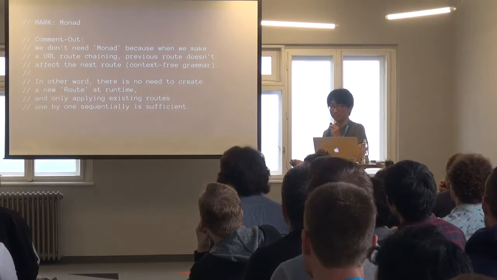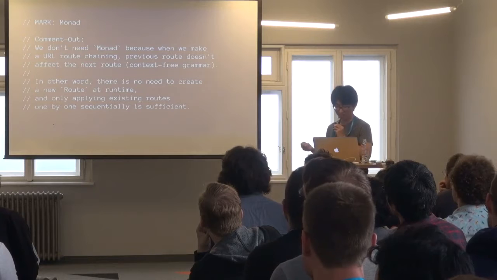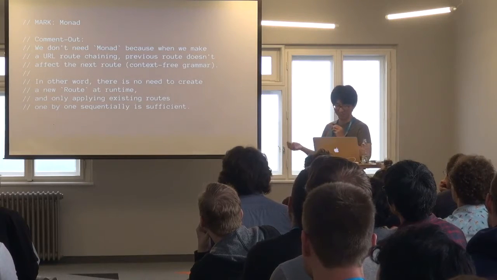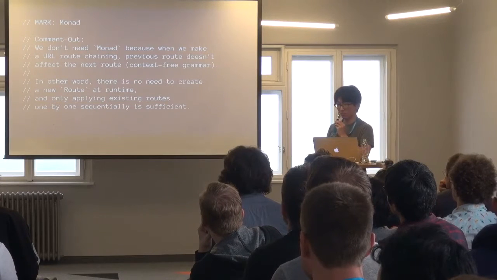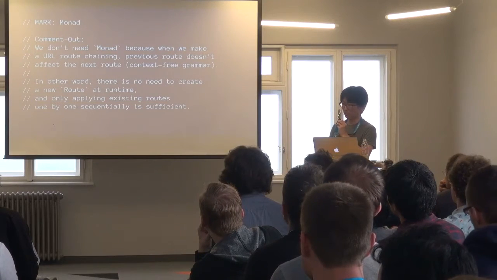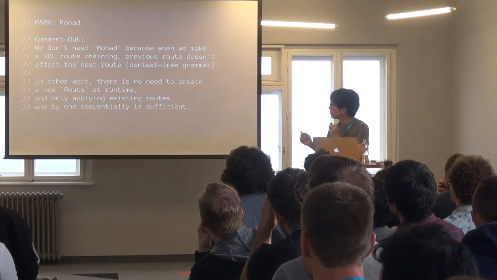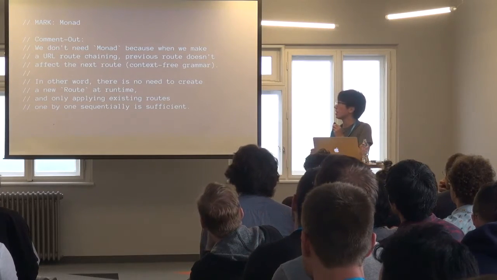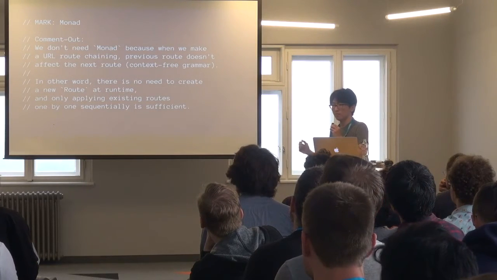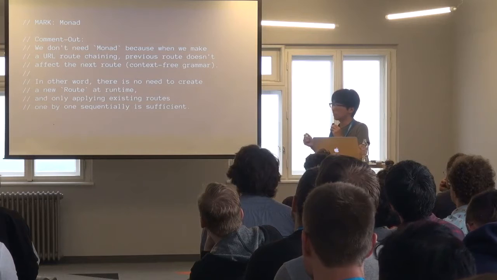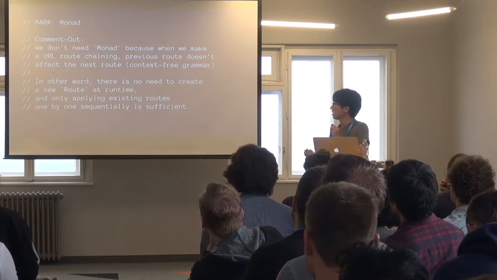And we might think next, we can also implement monad as well. We are all functional programmers, so we all know about these, right? And actually, we don't have to implement monad. And why? Here's the reason. We don't need monad because when we make URL routing chaining, the previous route doesn't really affect the next route. And in formal language, we call this context-free grammar.